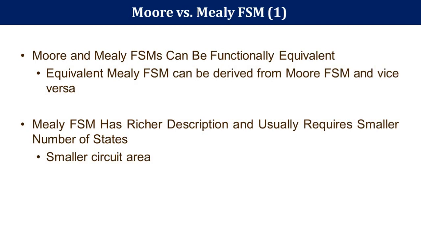Hence if we compare Moore and Mealy, the FSMs can be functionally equivalent, meaning both are used to implement FSMs. An equivalent Mealy FSM can be derived from the Moore FSM, and vice versa, meaning an equivalent Moore FSM can be derived from the Mealy FSM. Mealy FSM has a richer description, and usually it requires a smaller number of states. Because Mealy FSM is faster, it is implemented using a smaller number of states. Hence it requires a smaller circuit area to implement the same.